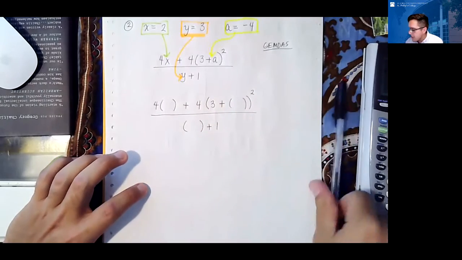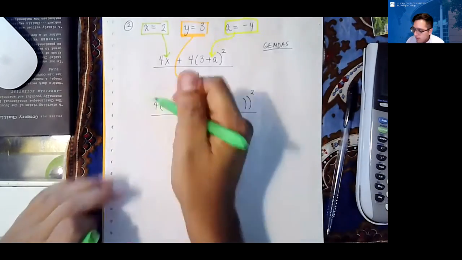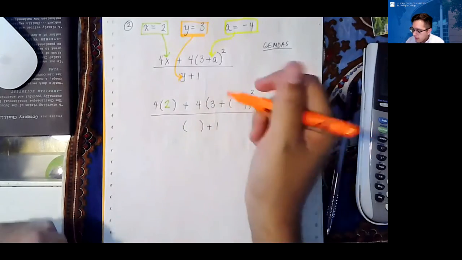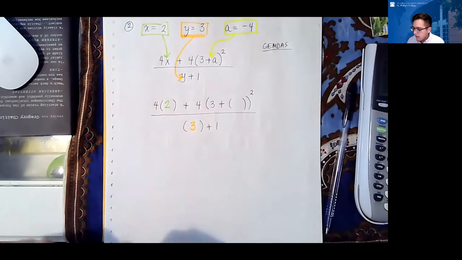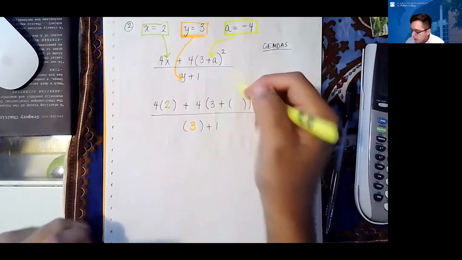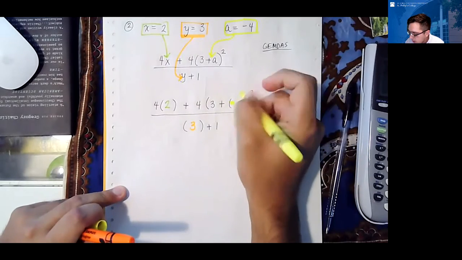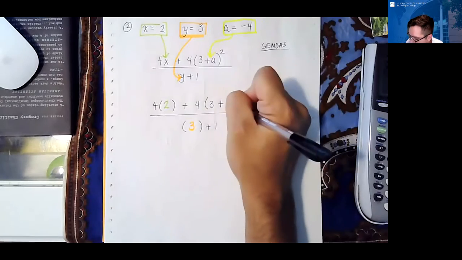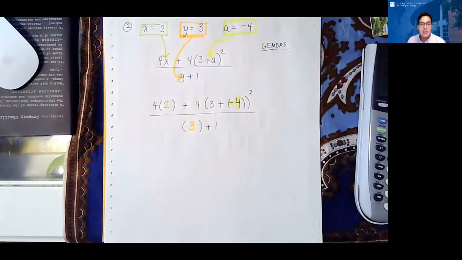And then I can just go ahead and substitute in those somethings. So this should have been our 2. This should be our 3. And then we should have a -4 here. Maybe the yellow is harder to see, so I'll just write that one in, like so.